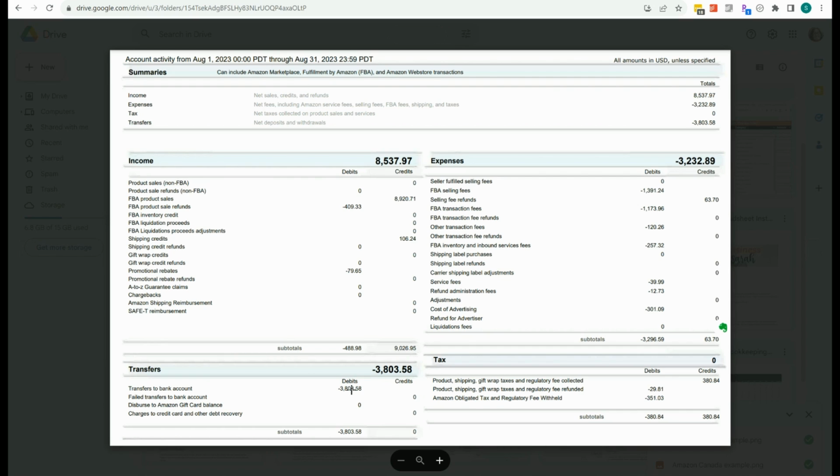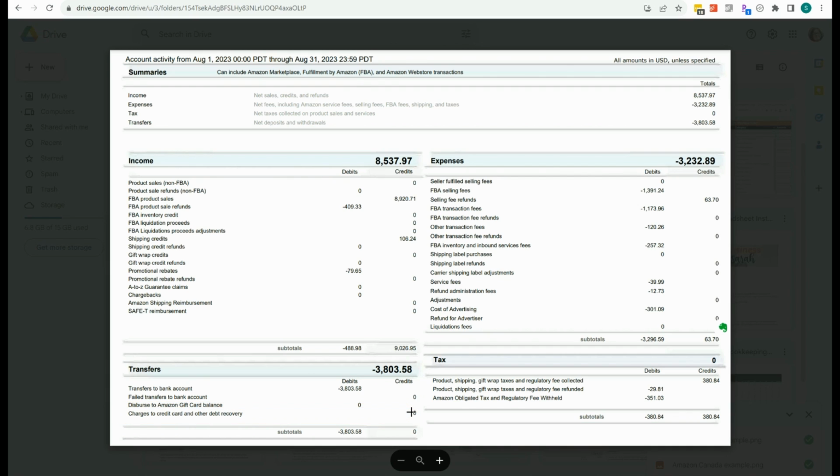Over here, this transfers to bank account. I'll highlight this a little later in the video, but those two deposits that we just categorized to Amazon Holding, those actually total $3,800. So that is the amount that Amazon gave you during the month. Then the other line that we're going to care about is this charges to credit card and other debt recovery.